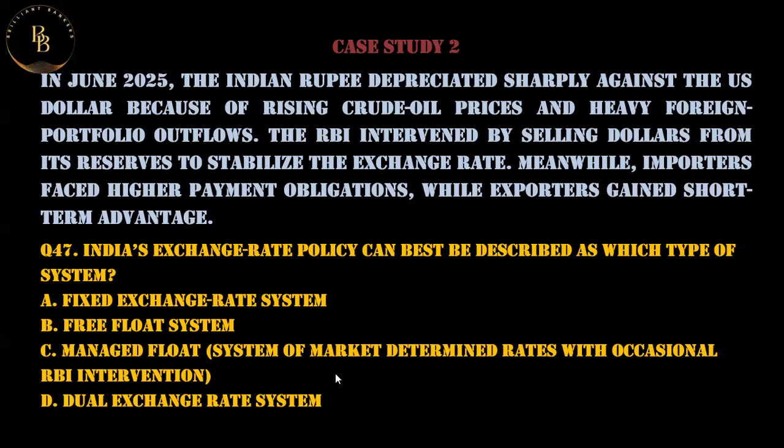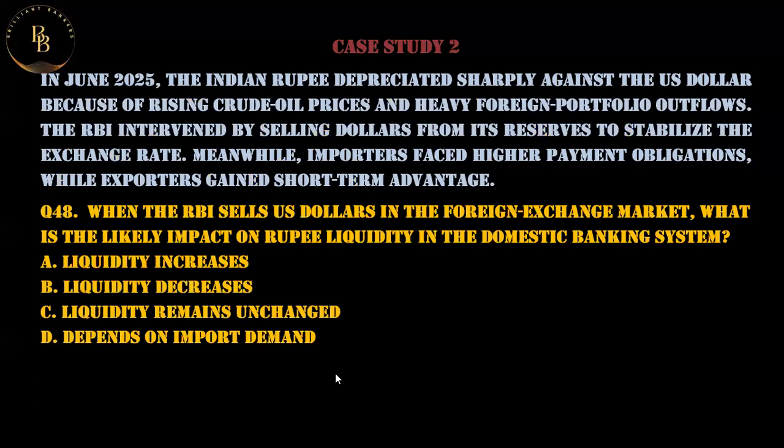The correct answer is option C. India follows a managed float regime where the RBI intervenes to avoid excessive volatility. Coming to question number 48. When the RBI sells US dollars in the foreign exchange market, what is the likely impact on rupee liquidity in the domestic banking system?